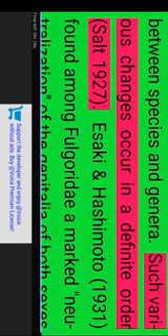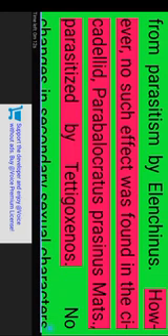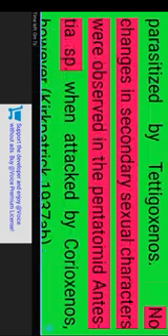Salt 1927. Asaki and Hashimoto 1931 found among Fulgoridae a marked neutralization of the genitalia of both sexes of Delphacodes fucifera Horv., resulting from parasitism by Elenchus. However, no such effect was found in the cicadellid, Parabolocratia prasina Mats., parasitized by Tetrigoxenos. No changes in secondary sexual characters were observed in the pentatomid Antestia sp. when attacked by Corioxenos, however. Kirkpatrick 1937 a, b.